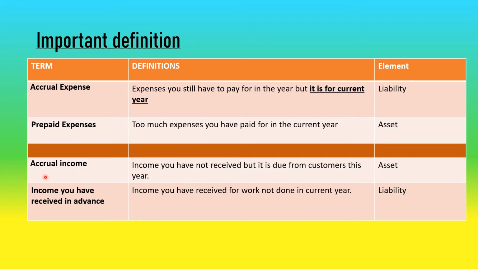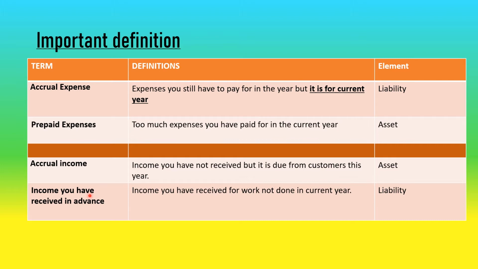Accrual income, once again, is the absence of cash. So it is income you have not received, but it is due from customers for this year. Therefore, it is an asset. Income received in advance is for work that you will only complete next year, but you've already received your money.